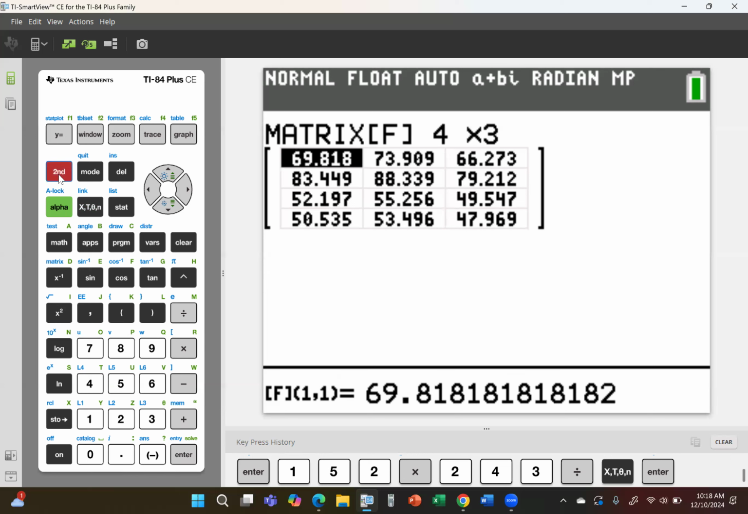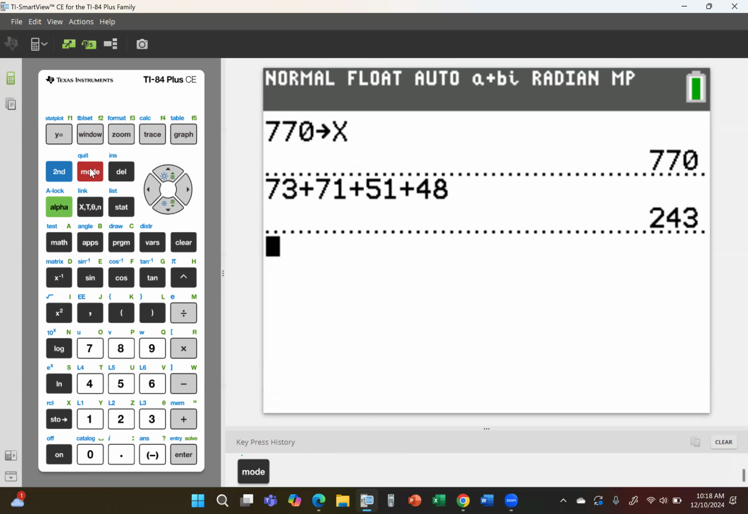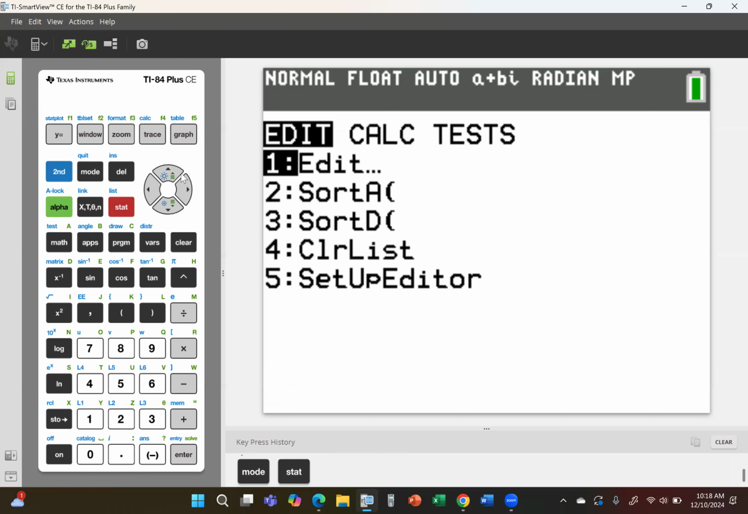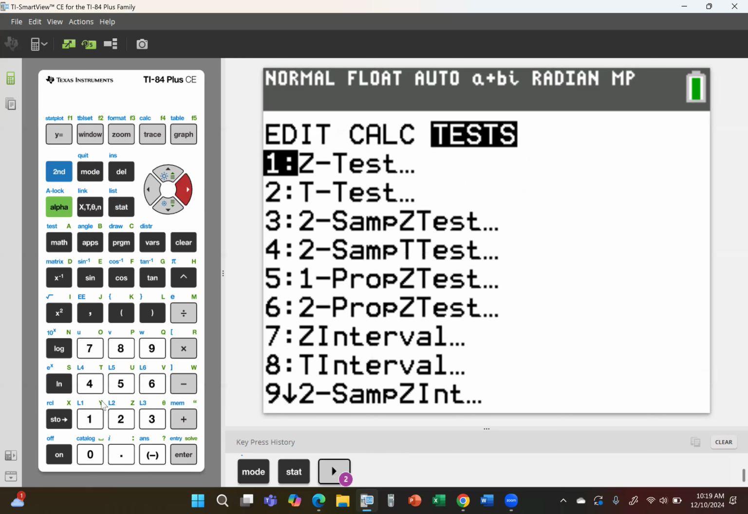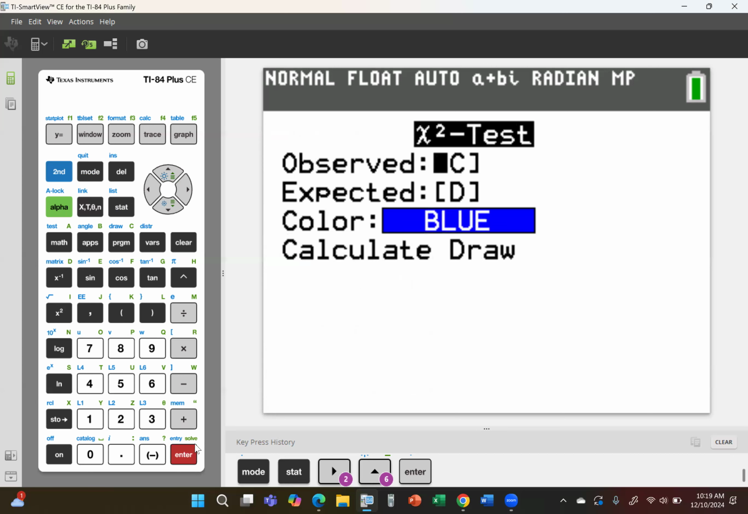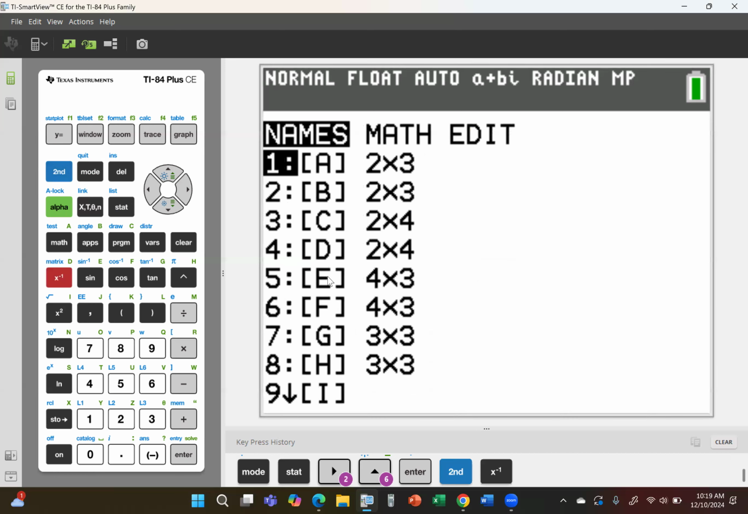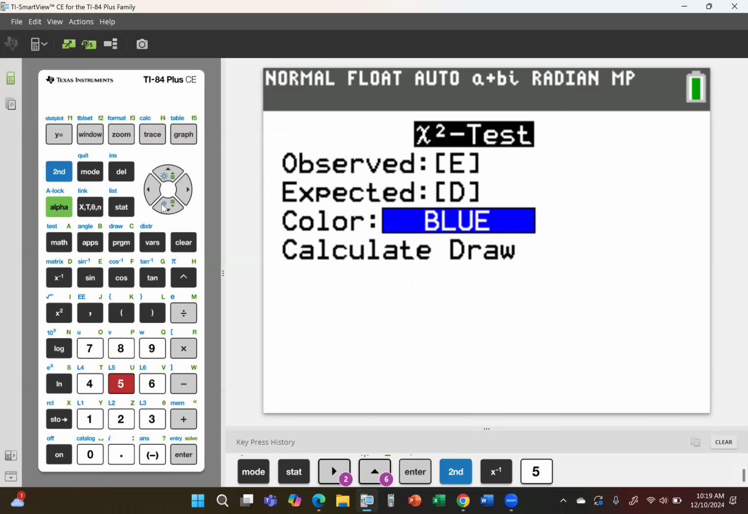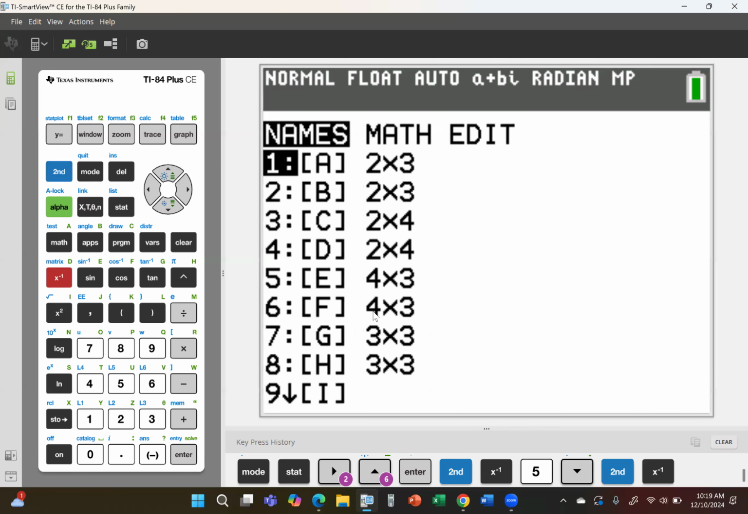So I'm going to get out of my matrices, second quit, and we're going to go stat, tests, the chi-squared test. And where did I put those? E and F, is that where I put them? So second matrix. At least when I go to the matrix, I can look at the ones that I have there. Does it have the correct number of rows and columns? So it is E, correct? That's the observed, and the expected was an F. Second matrix, number 6.